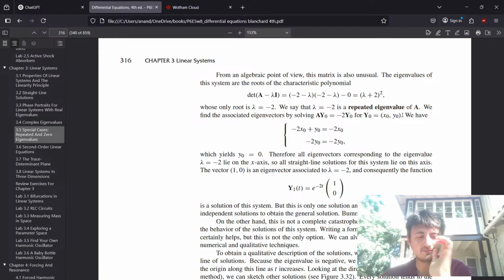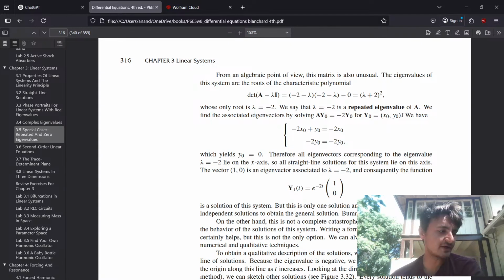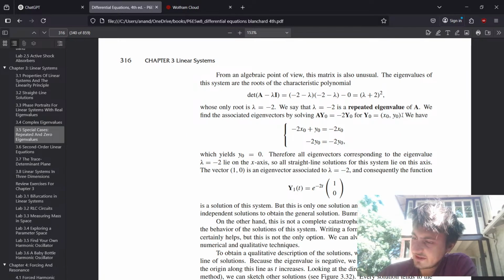I'm doing this so repetitively because I'm realizing that I really need to do spaced repetition on this, just so that I don't forget it in the quiz. So we can form minus 2x plus y is equal to minus 2x, then minus 2y is equal to minus 2y. So y is 0.